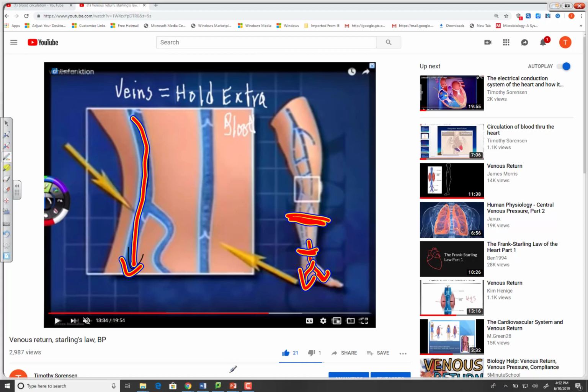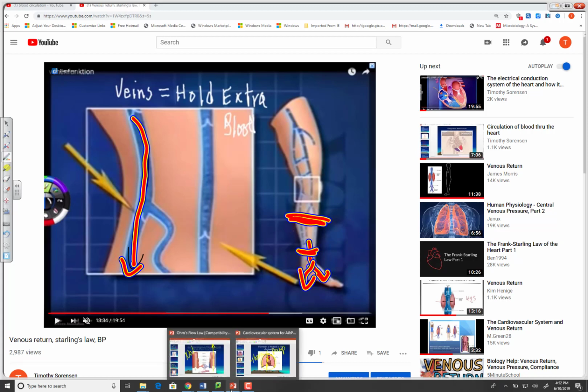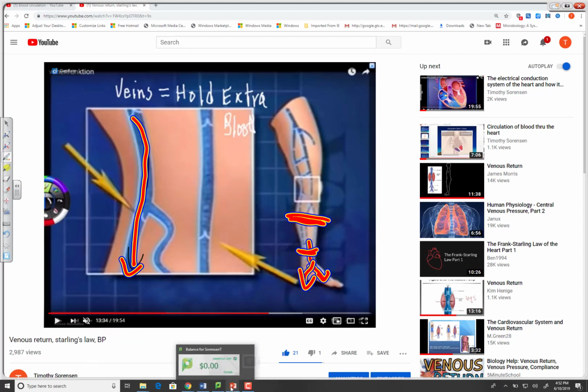So that's the difference between arteries and veins and how venous blood gets back to your heart. I hope that helped.